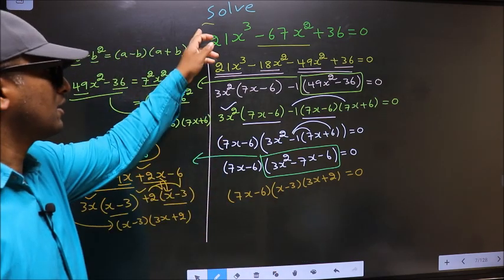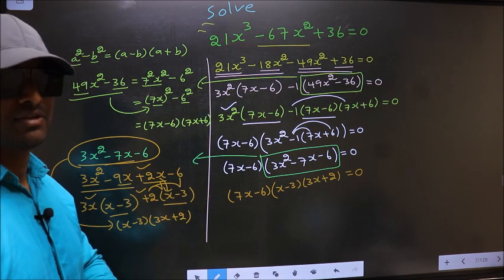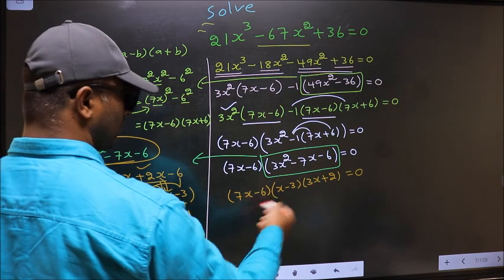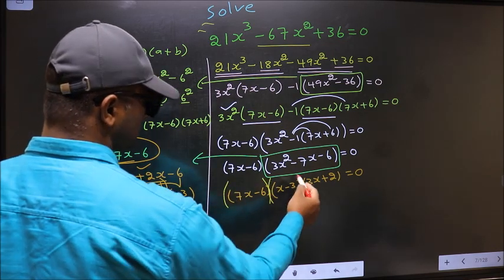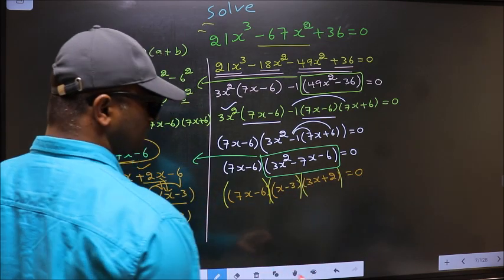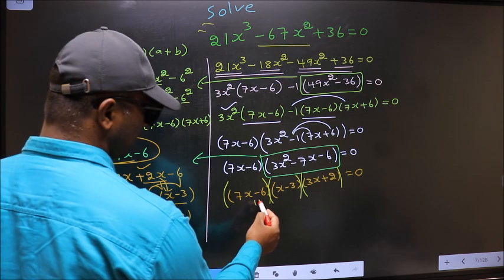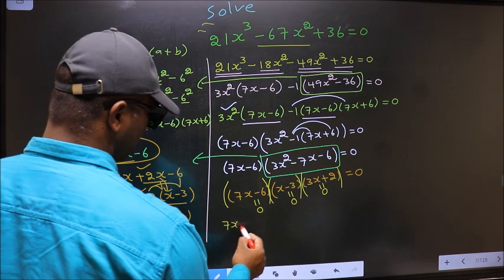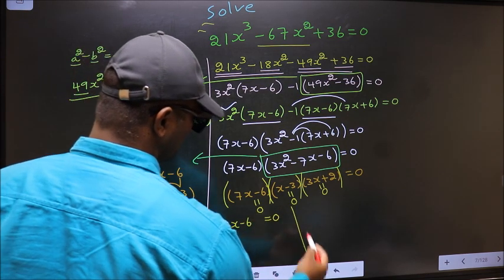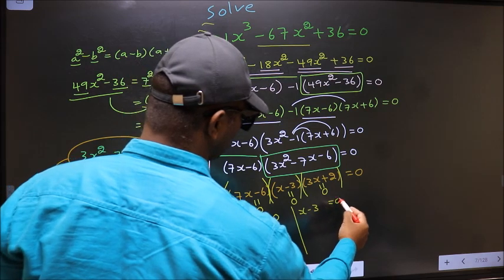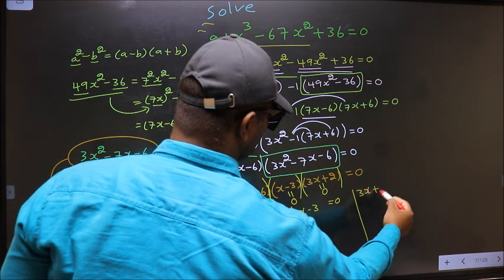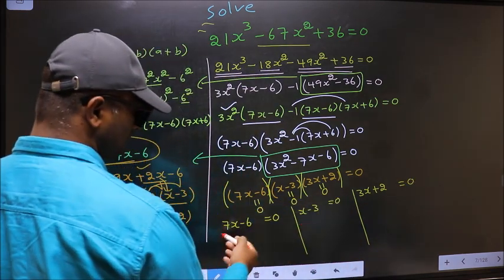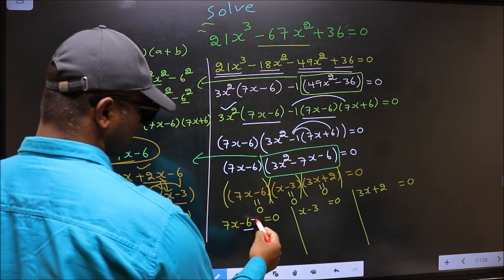They told us to solve, which means we should get the values of x, and over here we got product of brackets equal to 0. So to get x values we should equate each bracket to 0. That is 7x minus 6 equal to 0, x minus 3 equal to 0, 3x plus 2 equal to 0. Now to get x value from here we should remove minus 6. So add 6.